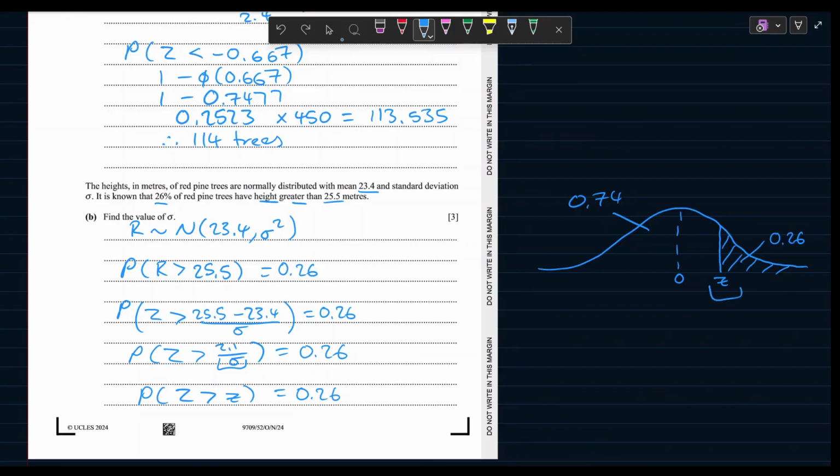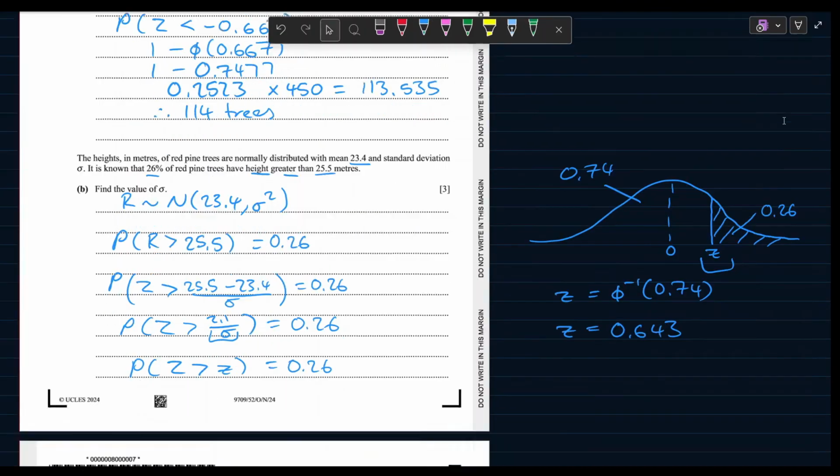So if we want to find this Z value, it is going to be arc-phi of 0.74. All right. So let's read off the Z value that corresponds to a probability of 0.74 from our normal distribution tables. So you get 0.643. That is our Z value.